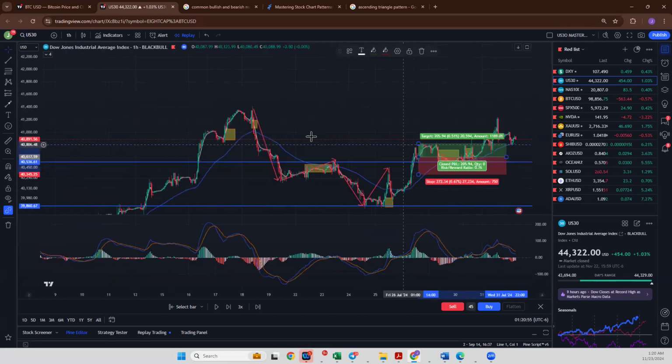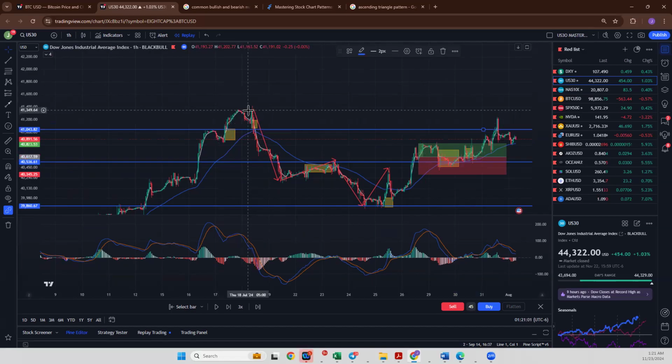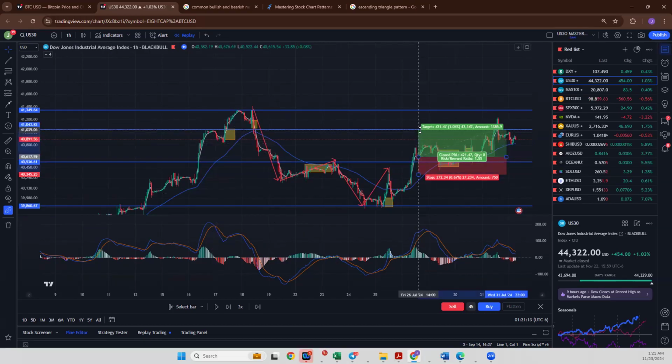Where would my target be? My first target, yeah, this is easy. My first target would be here. My second target would be there. And why is that? Because I'm looking to my left and I'm looking for areas where the price previously showed me a level of resistance. So I always target previous levels of resistance for my take profits.